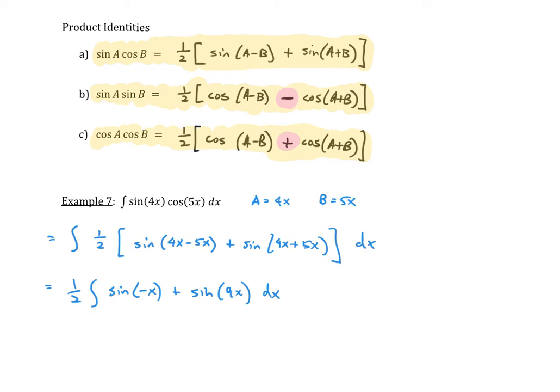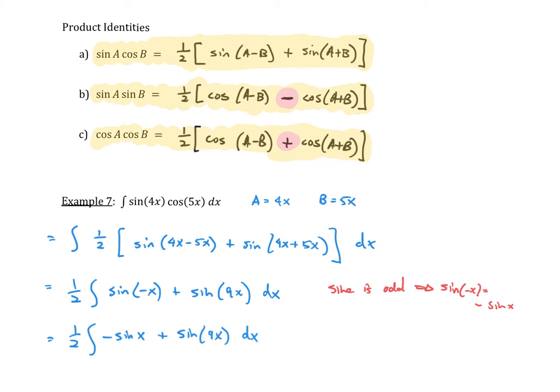Okay. Now, for this first integral over here, I can use the fact that sine is an odd function. So the fact that sine is an odd function means that sine of negative x is equal to negative sine of x. So let me write that down. So this is going to be 1/2 integral of negative sine of x plus sine of 9x dx. And what I used to go from there to there is the fact that sine is odd. This means that sine of negative x is equal to negative sine x.